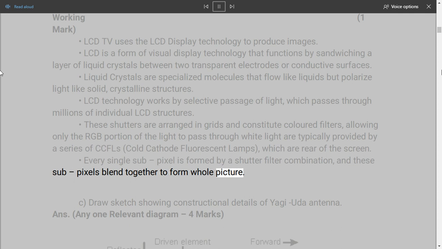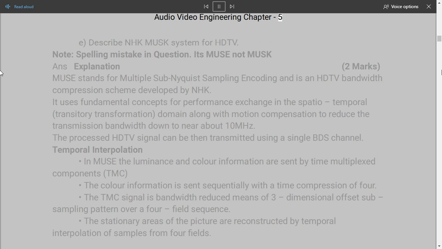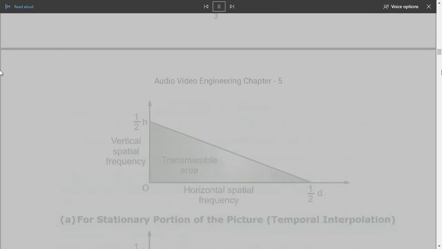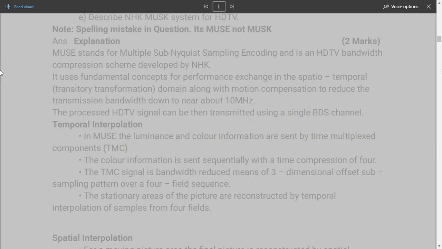Question: Draw a sketch showing constructional details of Yagi-Uda antenna. Answer: any one relevant diagram, 4 marks. Audio Video Engineering, Chapter 5. Question: Describe NHK MUSE system for HDTV.